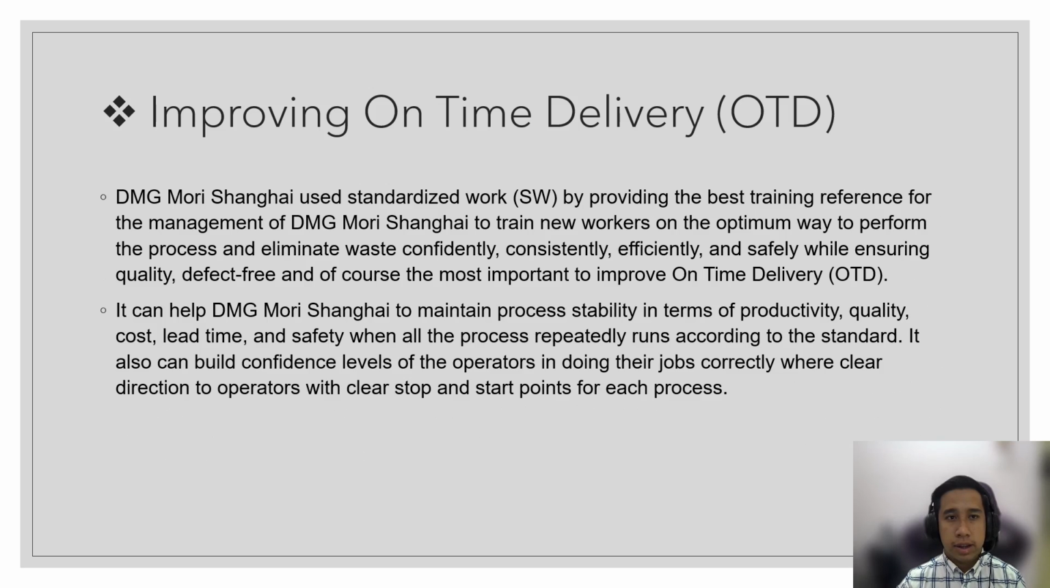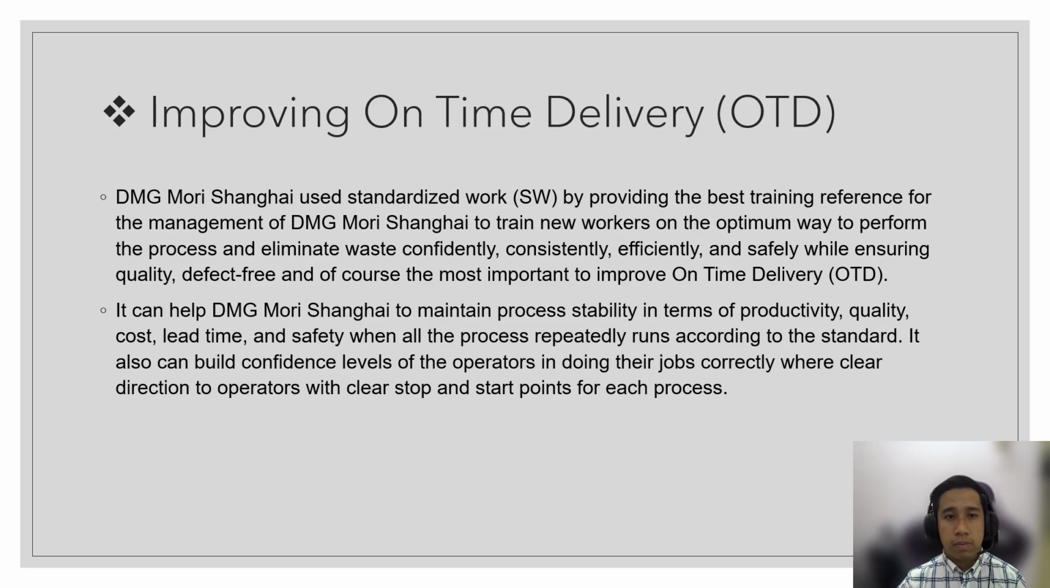Improving on-time delivery. The DMG Mori Shanghai uses standardized work by providing the best training reference for the management of the DMG Mori Shanghai to train new workers on the optimal way to perform the process and eliminate waste confidently, consistently, efficiently, and safely while ensuring quality, defect-free, and of course the most important, to improve on-time delivery. It can help the DMG Mori Shanghai to maintain process stability in terms of productivity, quality, cost, lead time, and safety when all the process repeatedly runs according to the standard.